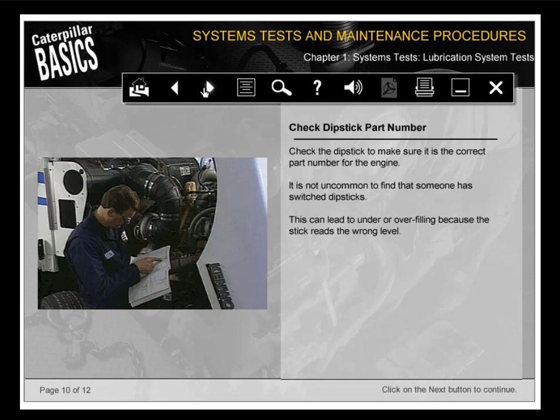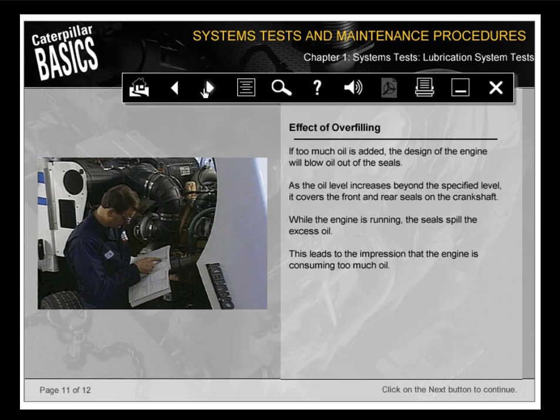It's not uncommon to find that someone has switched dipsticks. This can lead to under- or overfilling because the stick reads the wrong level. If too much oil is added, the design of the engine will blow oil out of the seals. As the oil level increases beyond the specified level, it covers the front and rear seals on the crankshaft. While the engine is running, the seals spill the excess oil. This leads to the impression that the engine is consuming too much oil.